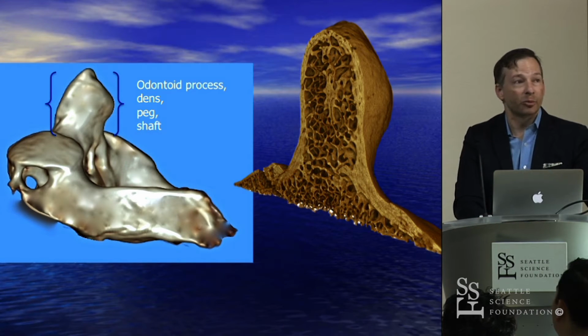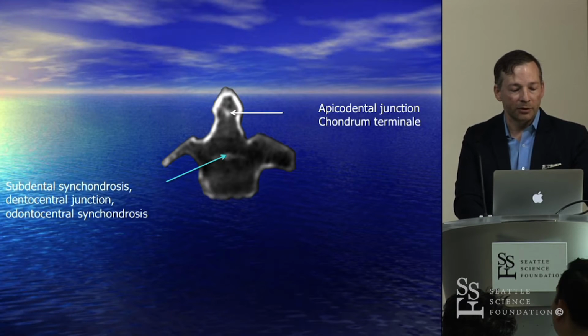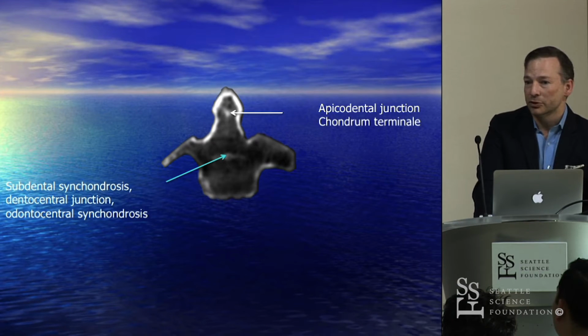The odontoid has its own trabecular pattern, as you can see there on the right. That's a complicated cicatrix of bony webs. You can find, even in adults, remnants of the fusion sites of ossification between the parts of the dens. So we have the variously named apical dental ligament and chondrum terminale junction there at the top that fuses your apex down to the rest of the dens. And then we have the subdental synchondrosis that has various different terminologies, and that you can really see in a large proportion of adult patients if you look for it.